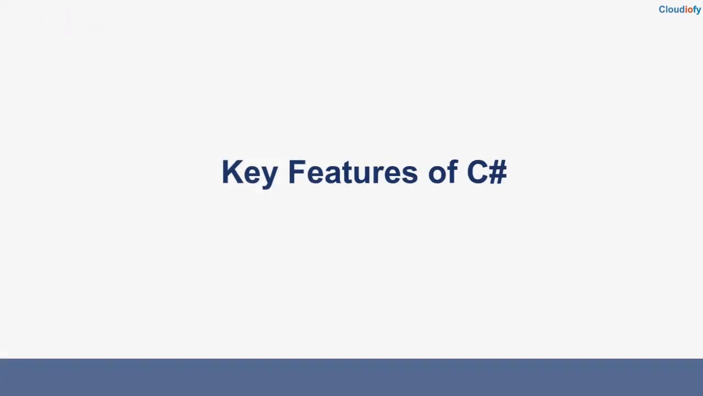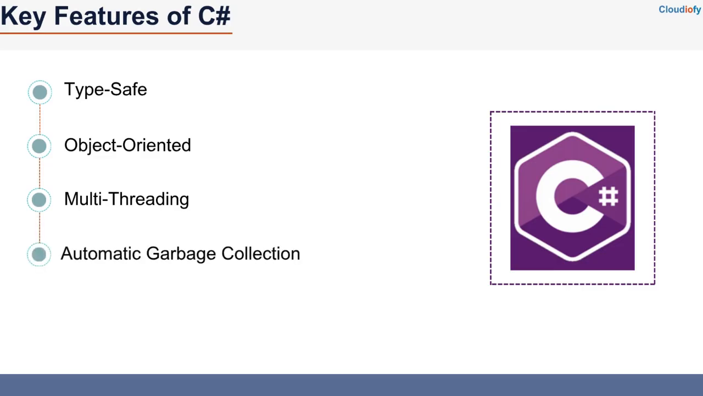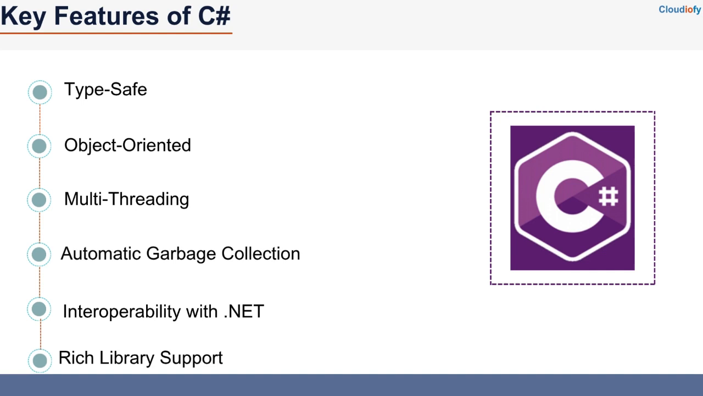Key features of C#. C# has many great features. It is type-safe, which means fewer bugs and safer code. It supports object-oriented programming, which helps organize large projects. With multi-threading, you can run multiple tasks at once. It also handles memory automatically through garbage collection. Interoperability with .NET: C# works smoothly with other .NET languages and has a large collection of built-in libraries to speed up development.